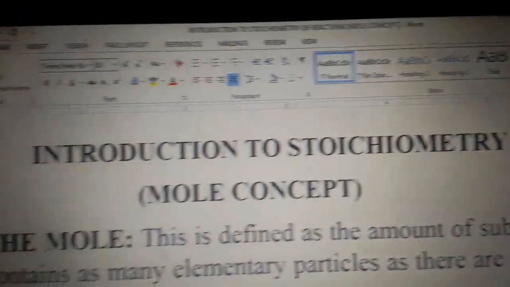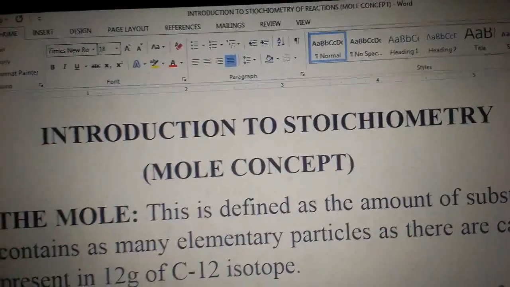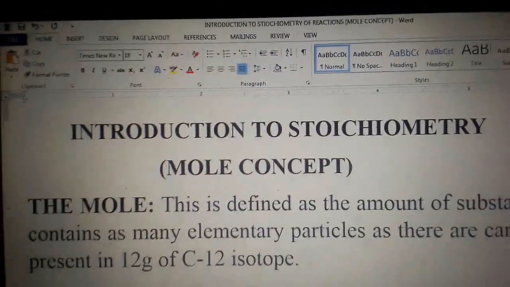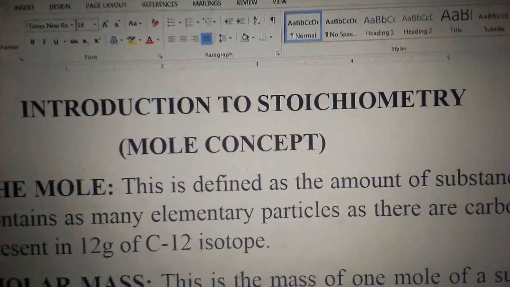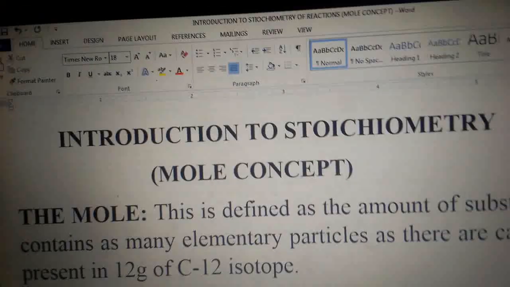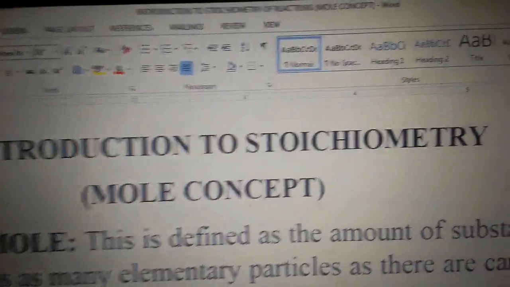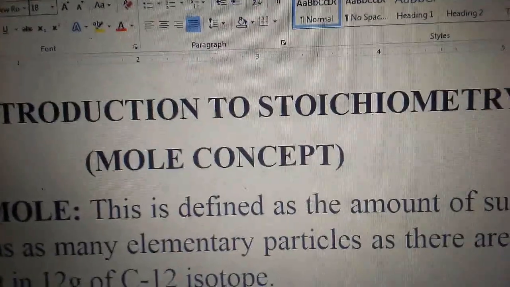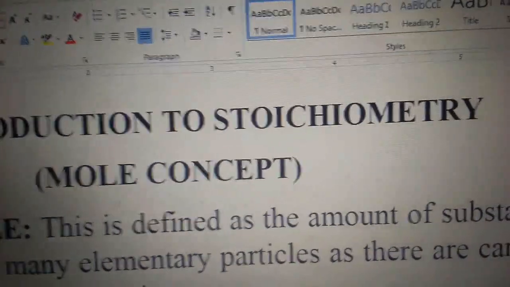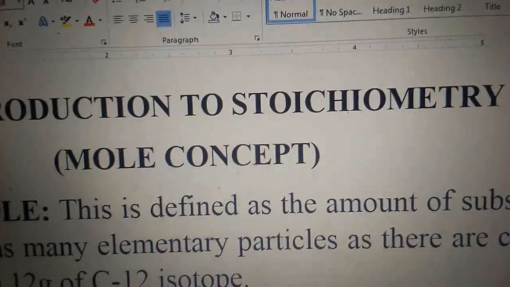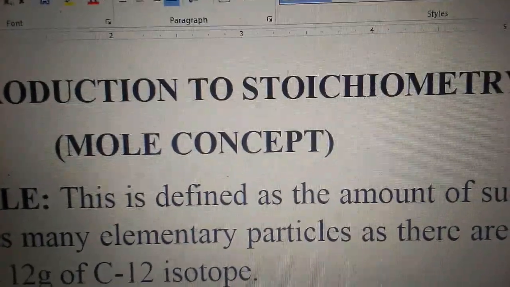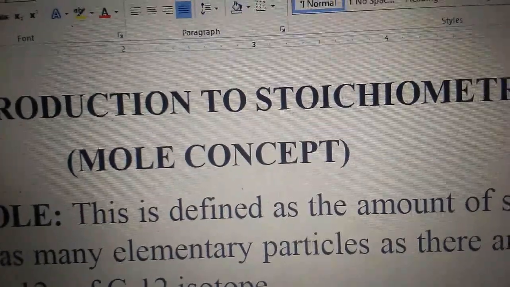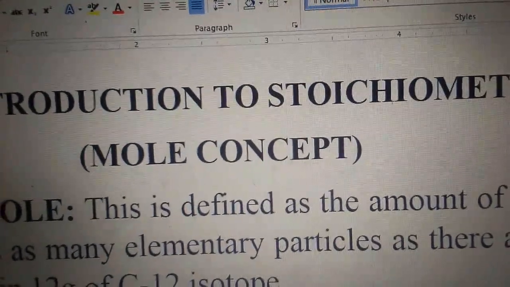Today we're looking at the mole concept. Introduction to stoichiometry, the mole concept. So before we go to stoichiometry of reactions, we have to understand what is meant by the mole. The mole is an idea developed by Avogadro. It seems like an abstract idea. It is a quantity that cannot be weighed using a chemical balance, but can be calculated.